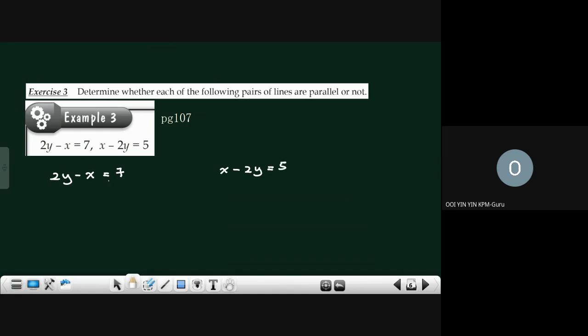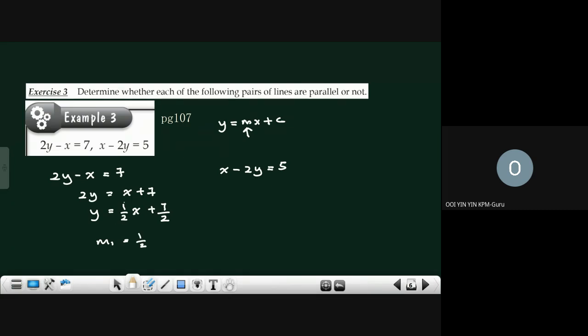From here it is a bit hard to see where your m is, right? So why don't we change it to the form y equals mx plus c, and then we just focus on the m. Then it will be easy to see whether they are the same or not. So we start with 2y, move the x to the other side and put it in front: 2y equals x plus 7. Then divide all by 2, you get y equals 1 over 2x plus 7 over 2. So your m1 here is 1 over 2.